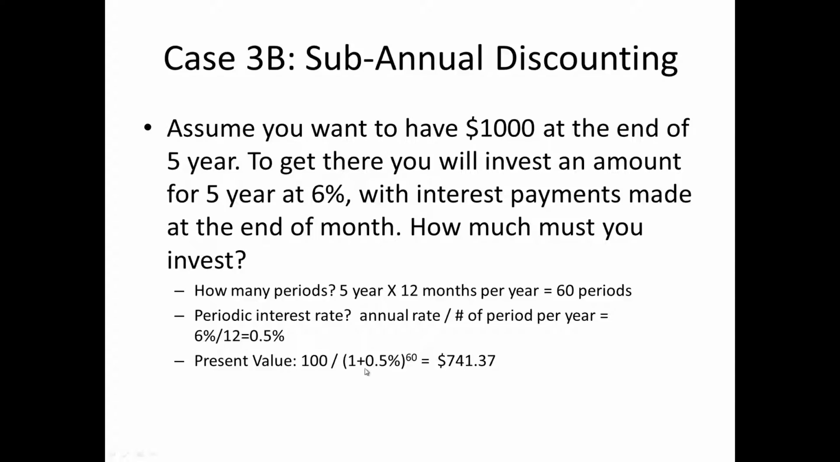So now your present value is 1,000 divided by 1 plus 0.5%, so 1.005 raised to the 60th power, which equals $741.37. And if you again wanted to solve that for yourself, you certainly can by putting in the 741.37 and solving for the future value of that under these terms, and hopefully you'll see that it winds up being $1,000.